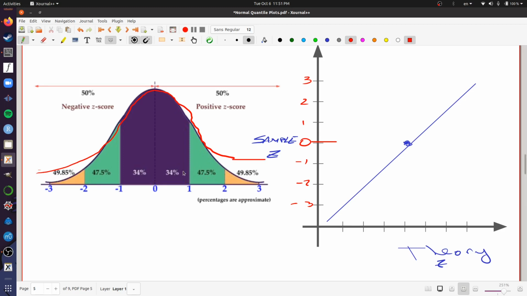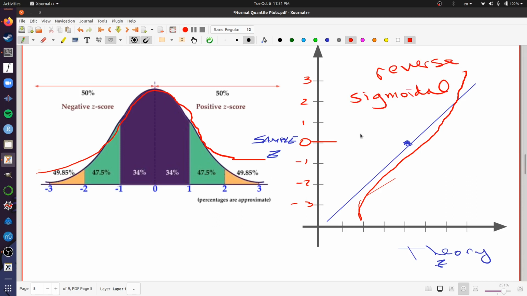And here what I see is my tails are fat. What that means is that the z values that we compute are going to be more extreme than we expected. And in the middle, they'll be roughly linear, but then when we get up here in the positive values, they'll be more extreme. So this shape is kind of shaped like a backward S diagonal. So we say this is reverse sigmoidal. And whenever you see that, it means that you have fat tails.